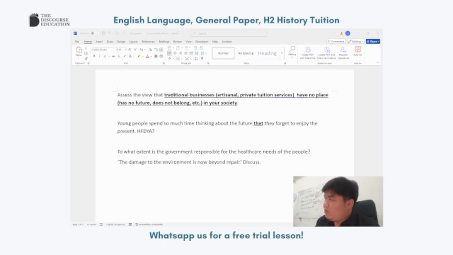For instance, once I had a case where one of my ex-students was attempting to explain why the government has such a large responsibility in ensuring the healthcare needs of the citizens. So the question, as you can see here, is: to what extent is the government responsible for the healthcare needs of the people? All right. So I'm gonna switch the screen here. So, take this question down if you want to.